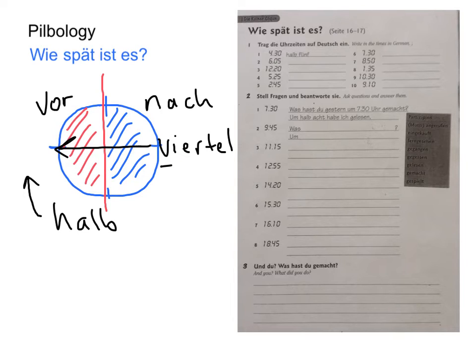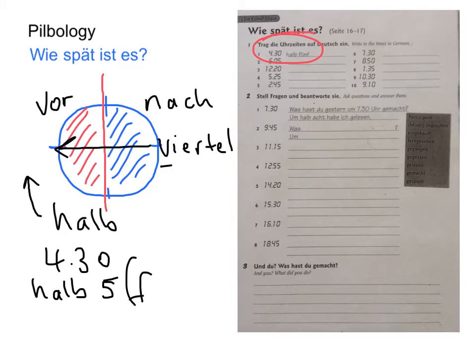If we take this worksheet as an example, we can see that 4:30 is in fact not halb vier, which would be the way that we would say it in English. It's actually halb fünf, because you are halfway to. Okay, so by saying or by writing halb fünf, or you can actually write it out properly, halb fünf. So that's one way of doing it.